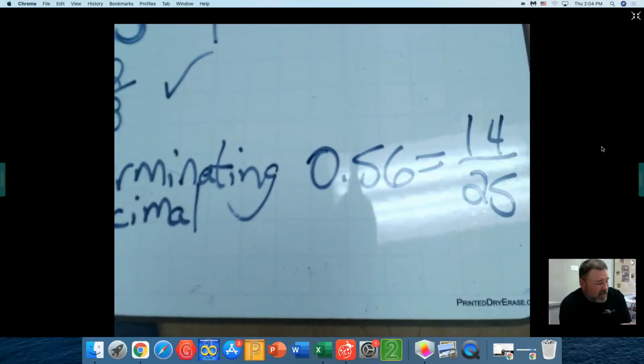So 56 hundredths, like you said, is 56 over 100. That reduces to 14 over 25. But it's really nice that the calculator will do that for us when we can use the calculator.